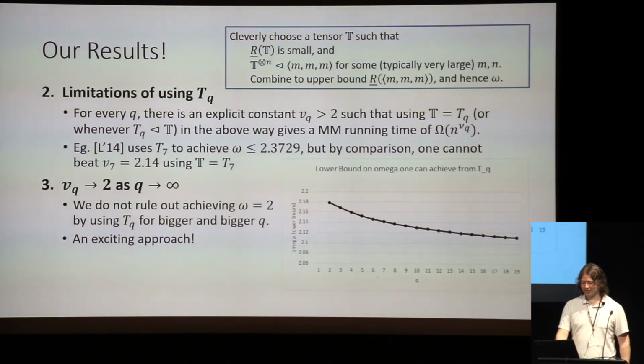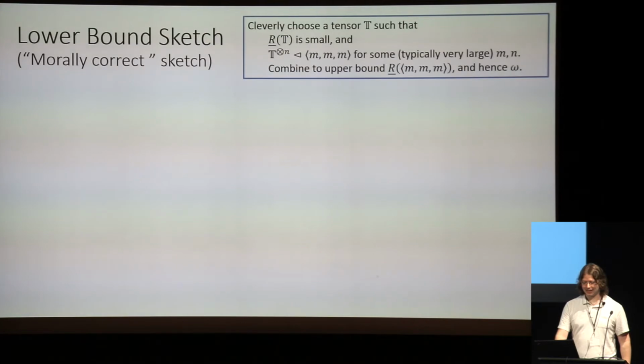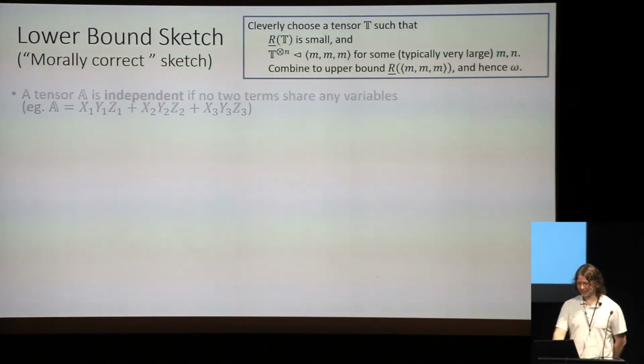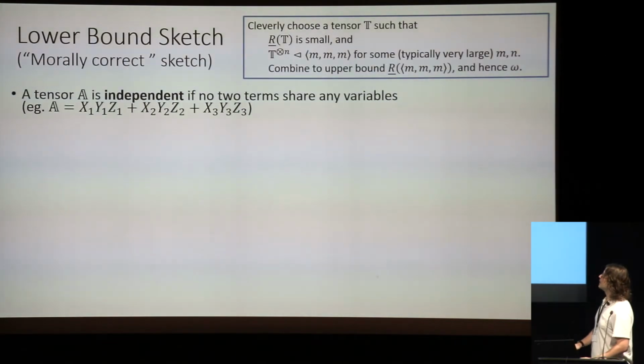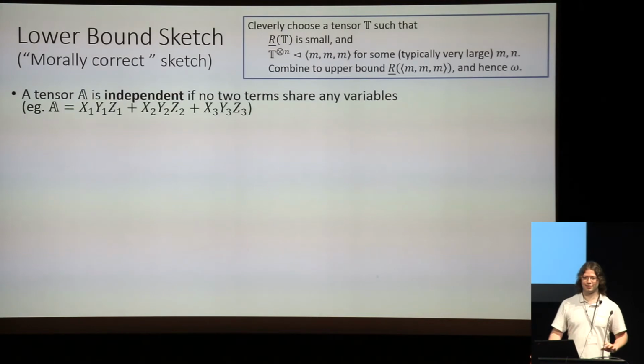So let me very quickly sketch how the lower bound works. I'm going to say things that are technically false here, but they're almost true. If you know about these kinds of things, I'm going to say degeneration when I really mean things that are slightly different from degeneration. But anyway, here's the idea of how it works, and it's actually a fairly simple proof, I think. So just one quick definition. We'll say that a tensor A is independent if no two of the terms in it share any variables at all. So here's an example of an independent tensor.